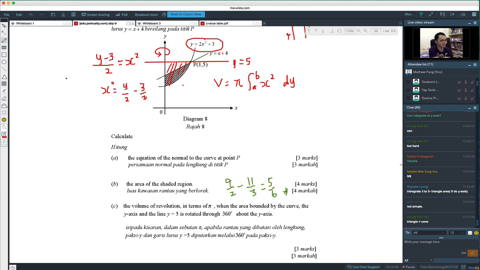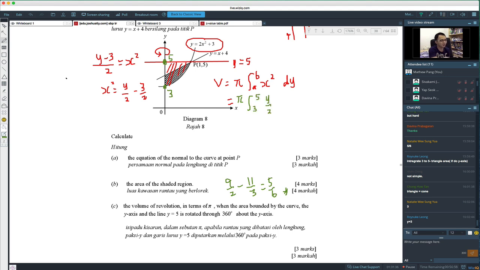And I have another problem: I do not have the limits. I have only one of the limits. I know the top limit is 5, but I do not know the bottom one. But I know the bottom one is the y-intercept of the curve. The y-intercept is where x equals 0, so this value will be 3. Yes, exactly. So this will be pi integrated from 3 to 5, and my x squared is y over 2 minus 3 over 2 dy.